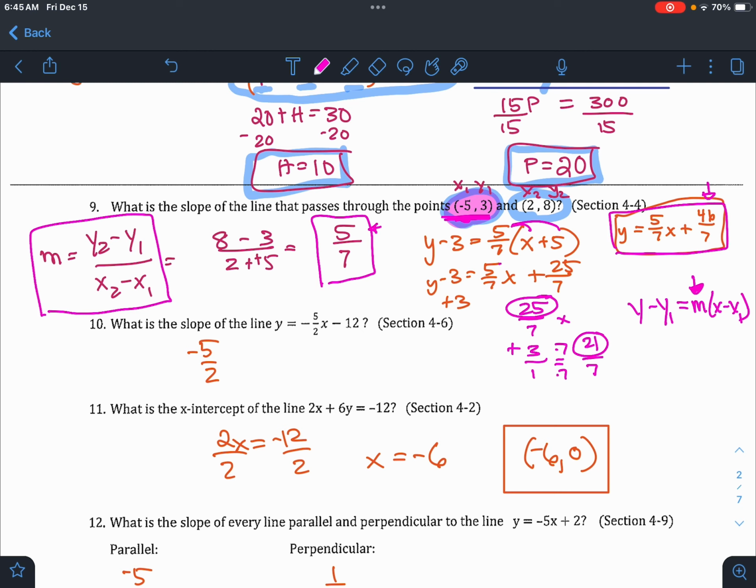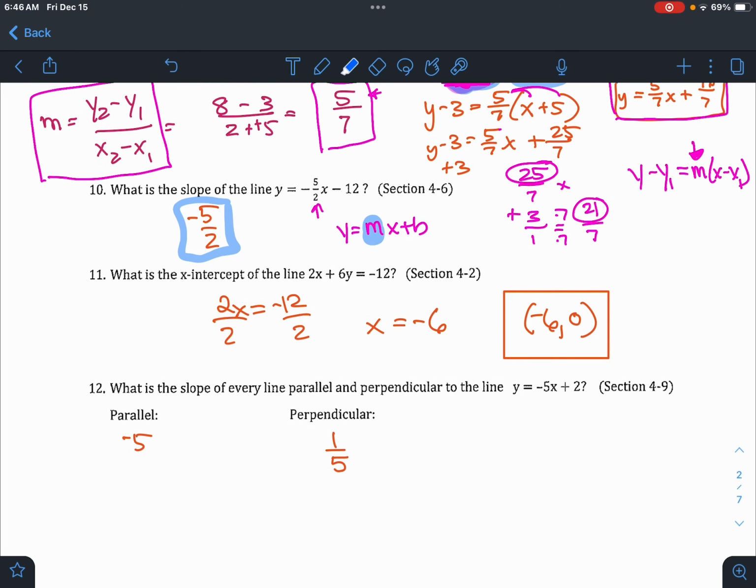On number 10, it asks what's the slope of the line, and using our y equals mx plus b, the m value in front of the x, not including the x, is the slope. Number 11, what's the x-intercept? If something is an x-intercept, the y value is 0, or if it's a y-intercept, the x value is 0. Since one of these is eliminated because the value is 0, we can simply solve for the x value, dividing everything by 2. If the question asks us to solve for the y, then we would make the x 0, and we would divide by 6.